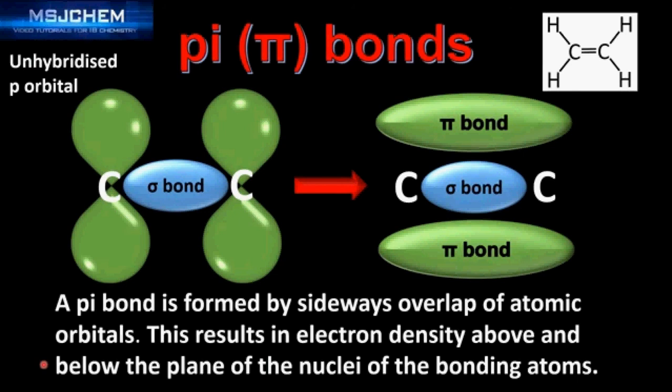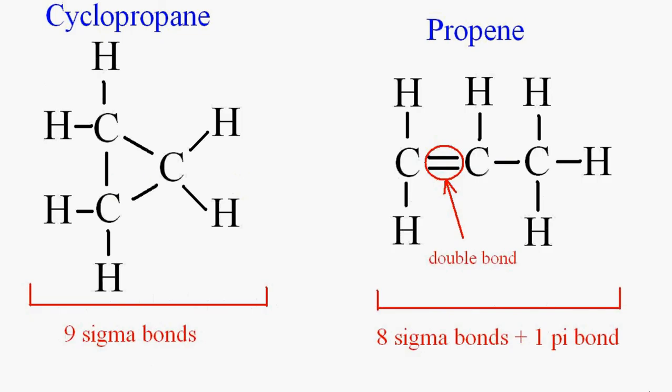You can also read there, a pi bond is formed by sideways overlap of atomic orbitals. This results in electron density above and below the plane. Whereas in a sigma bond the overlap is axial, so there is more electron density, but in pi bonds the electron density is above and below the plane of nuclei of the bonding atoms. Here you can see the example. Now you must know how to calculate sigma and pi bonds.